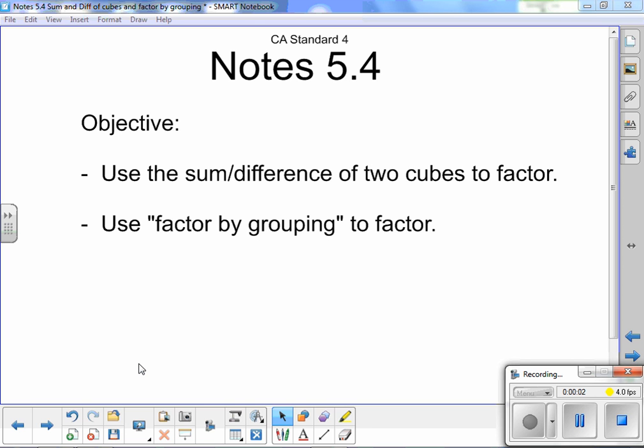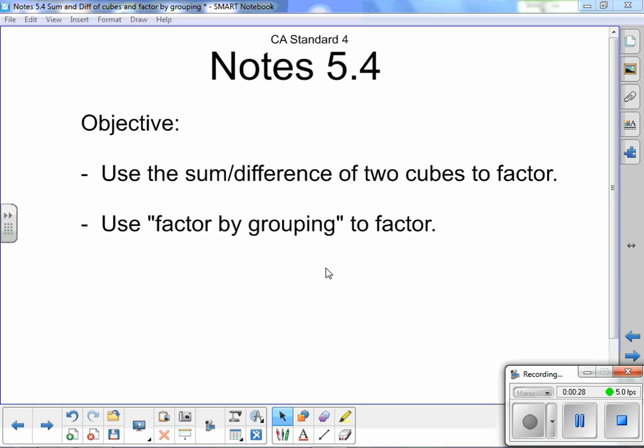So here are your notes 5.4 for the Honors Algebra 2 course. In these notes, I'm going to show you guys how to use the sum and difference of two cubes to factor. Sum and difference of two cubes is basically a method of factoring when you have two perfect cubes being added or subtracted. And then also you're going to learn how to factor by grouping. That's another method of factoring.